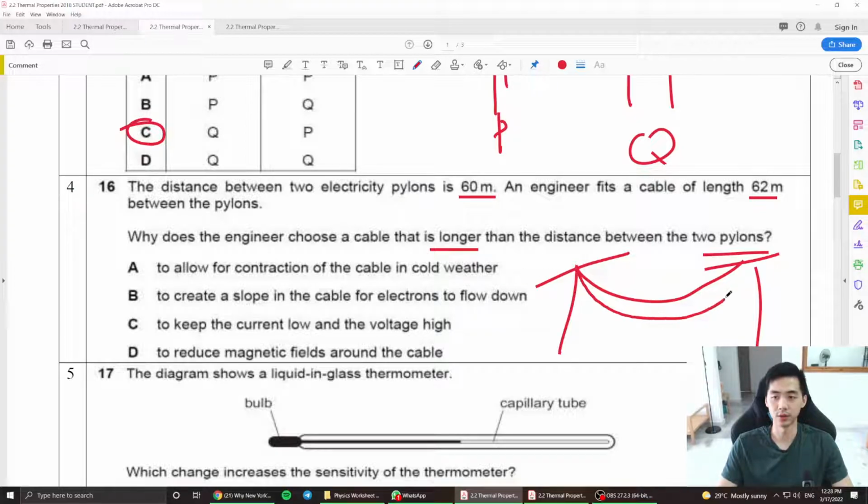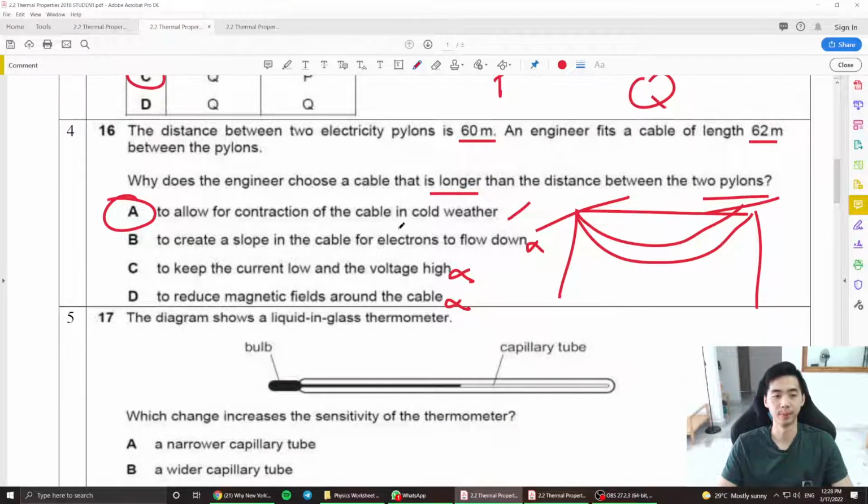So on a hot day, it's going to expand more. On a colder day, it's going to contract and become a bit tighter. To allow for contraction of the cable in the cold weather, logical. To create a slope in the cable, not logical. To keep the current low, not logical. To reduce the magnetic field, not logical. The only logical answer is A in this scenario here.